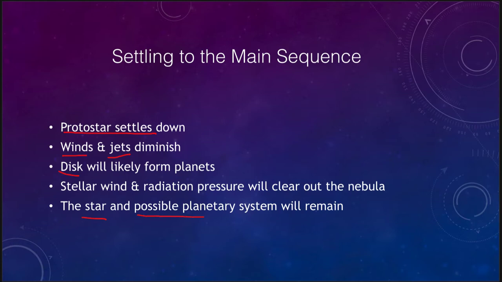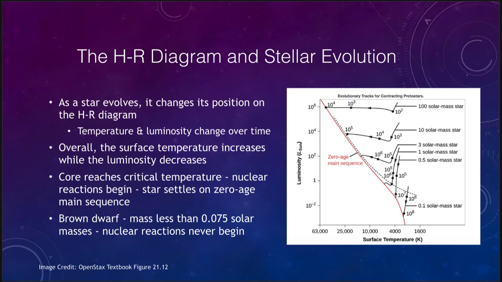Now we can also look at stellar formation using the HR diagram. So we can look at an image of that here. As a star changes, it will change its position on the HR diagram. That has nothing to do with the star itself moving around. It has to do with the temperature and the luminosity changing. So when the temperature and luminosity change, we're plotting the temperature and the luminosity here. When they change, its position on this main sequence will change.